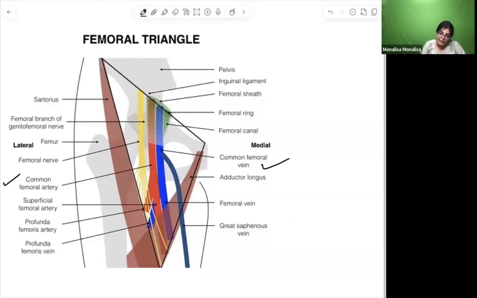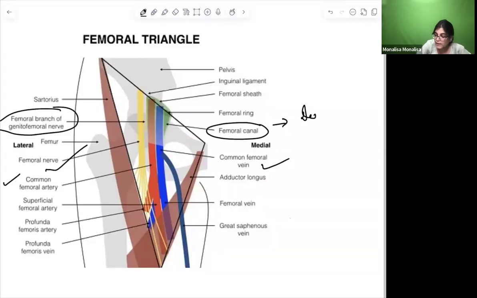Red color is for artery and yellow color is for the femoral nerve. Other than this, we will also have the femoral branch of the genitofemoral nerve as content, and medial most we have the femoral canal, which is containing the deep inguinal lymph node. So basically the medial most content is the deep inguinal lymph node.